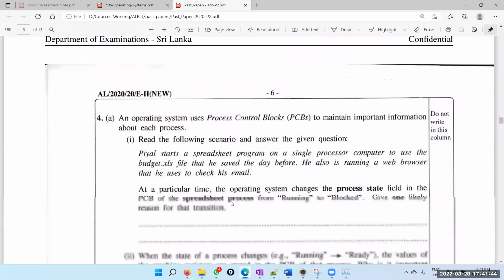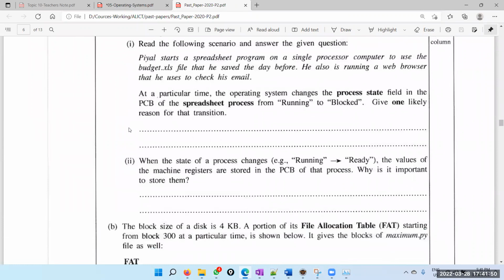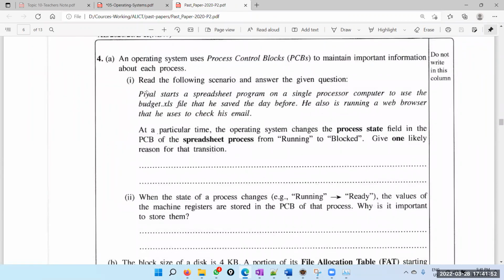Right, so let's do this part. Fourth question, okay? Right, so give it a try. Give it a try. 1 and 2. Read it. Read it. It's very easy. Right. So let's read it.